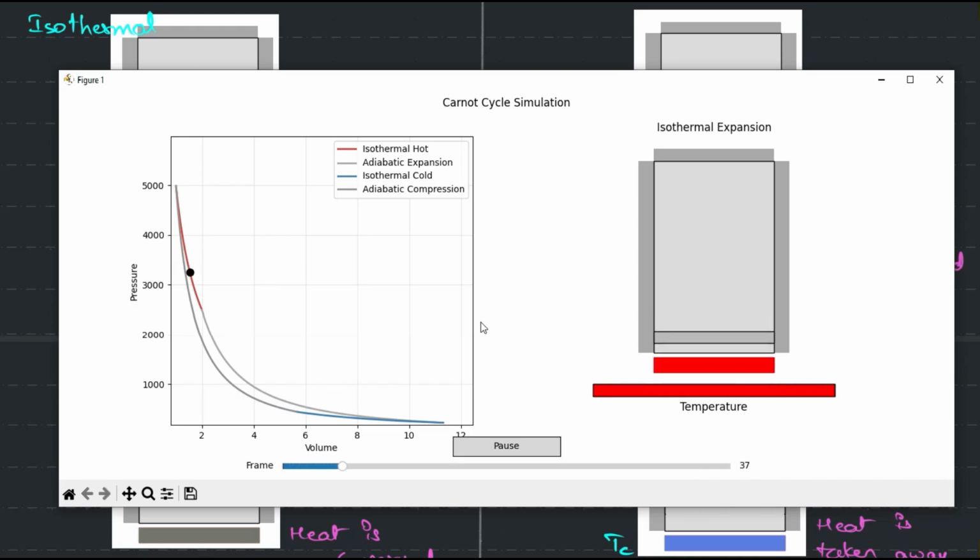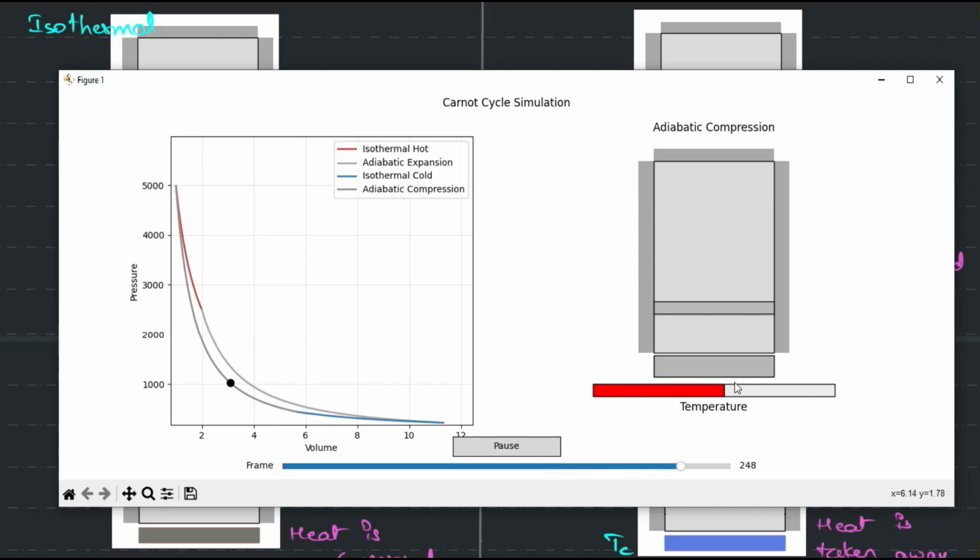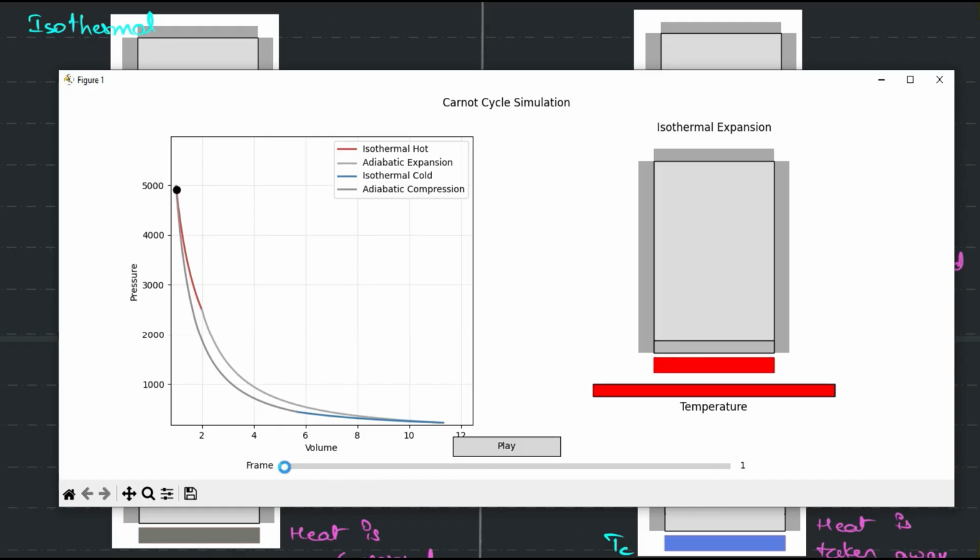So there are 4 things happening. What are those? Did you guys get the 4 things? So let me put it across. So first thing, temperature remains constant. It remains high.